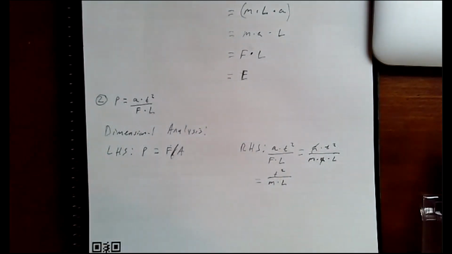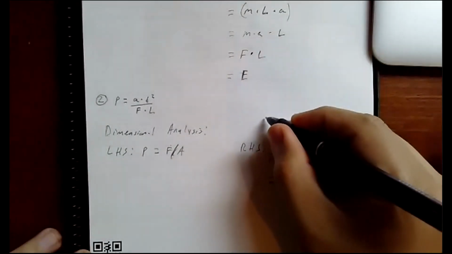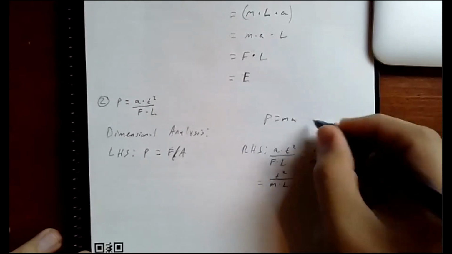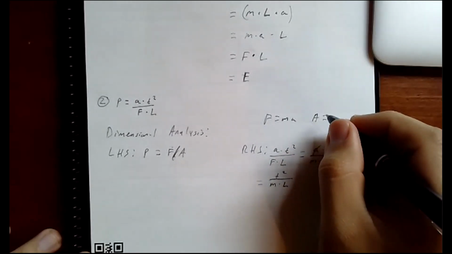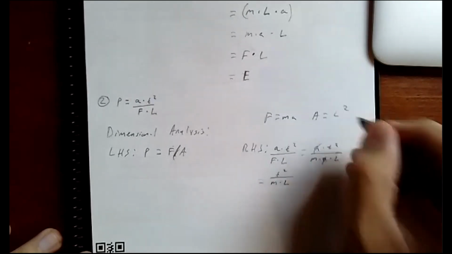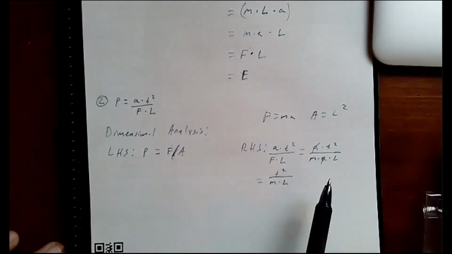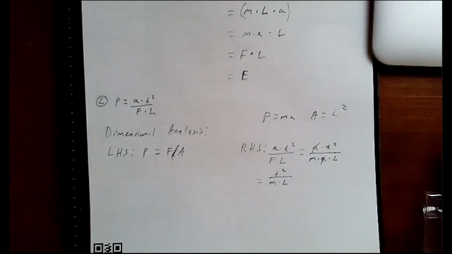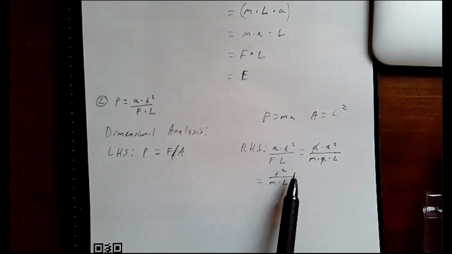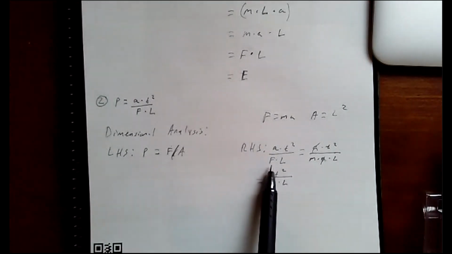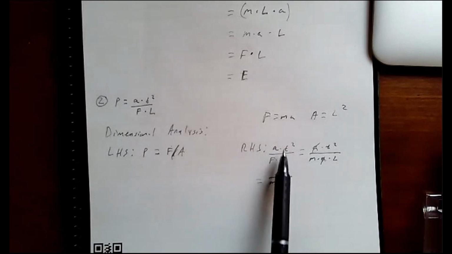Now, we know F is MA. Capital A is going to be L squared. Okay, little m should be just math. Shouldn't be anything weird. Let me check. Okay. Let's see. There's no other s. Okay. Lowercase a t squared.